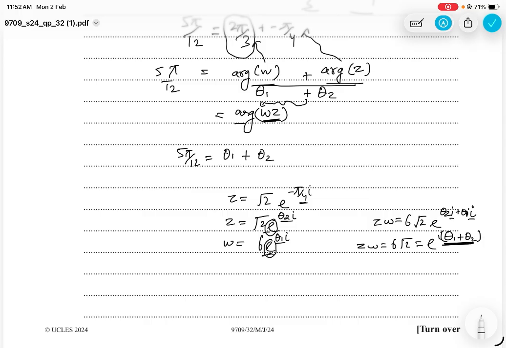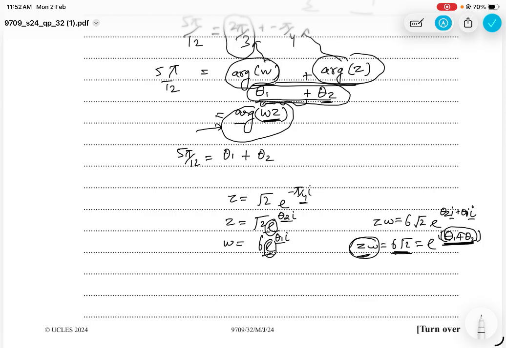See, the argument and the modulus. Modulus is different, but the argument is same. So we can write argument w plus argument z, that is theta 1 plus theta 2, as argument of wz. Yes or no? Because argument is theta 1 plus theta 2, and this value is the same for argument of wz. See, zw or wz, theta 1 plus theta 2.